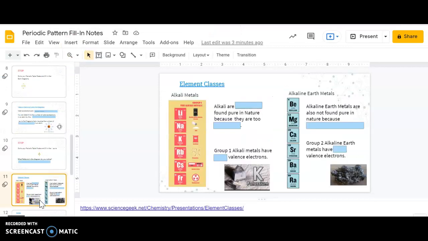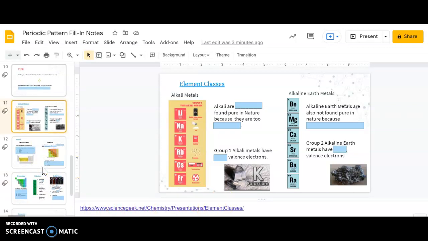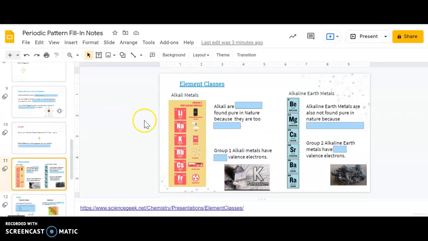Next, we have some element classes. So we learned about electrons and where they go. Element classes are another way that the periodic table is organized. There are notes down here that can help you fill out these three slides for some more information. Alkali metals, that is group 1. You'll notice hydrogen's not included. Hydrogen is a nonmetal, but it is in group 1 because it has 1 valence electron, and period 1 because it has 1 energy level.